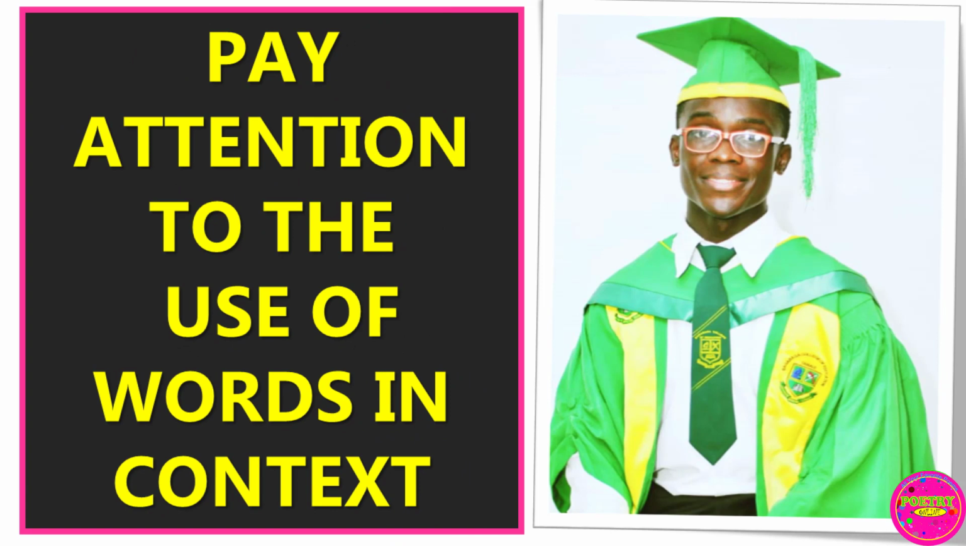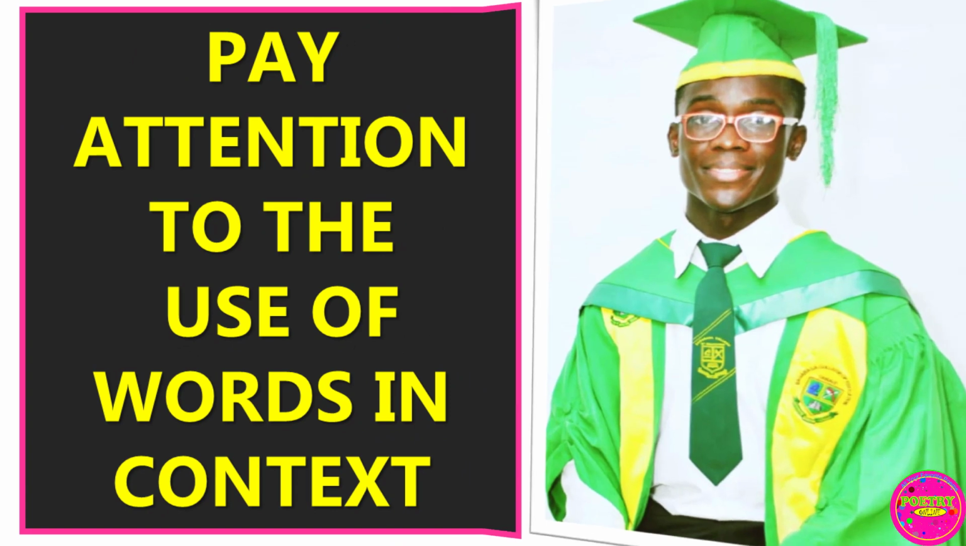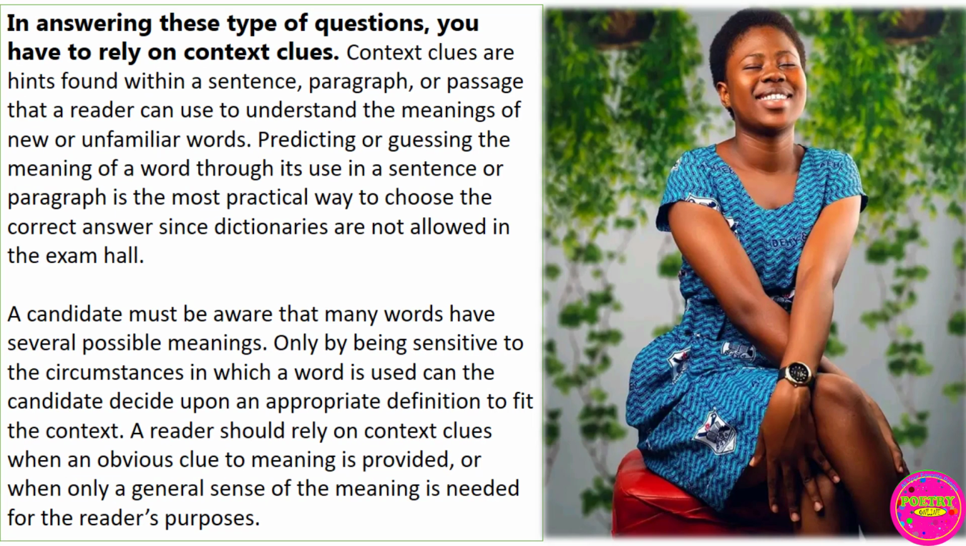The next thing you're supposed to do is to pay attention to the use of words in context. In answering this type of questions, you have to rely on context clues. Context clues are hints found within a sentence, a paragraph, or a passage that a reader can use to understand the meaning of a new or unfamiliar word. The problem here is that most candidates do not even know the meaning of the underlined words, so it becomes difficult for them to choose a word that is opposite in meaning to the underlined word.